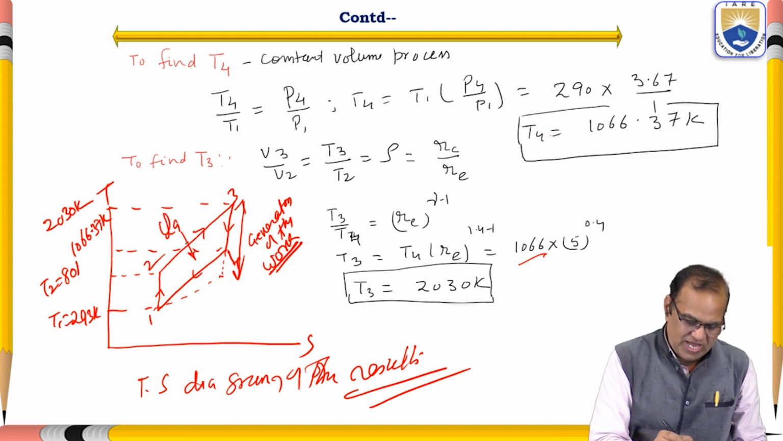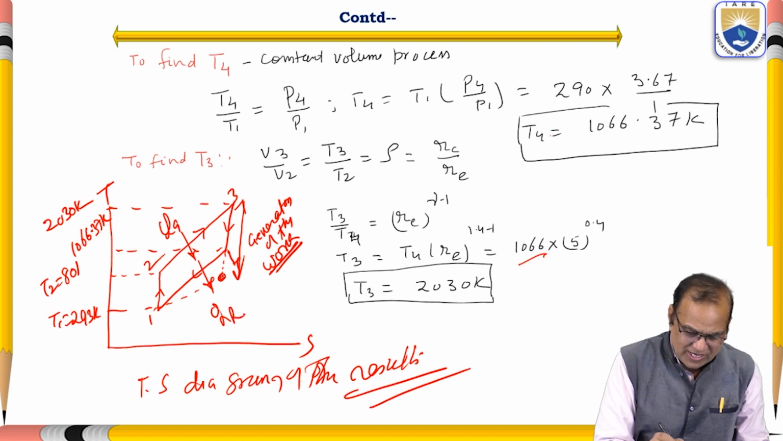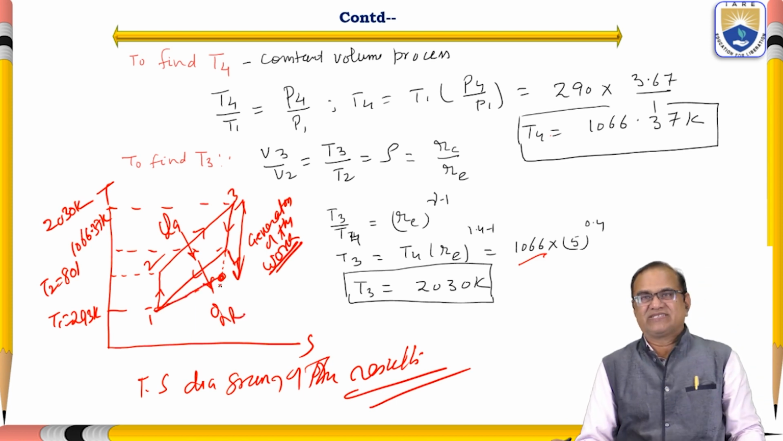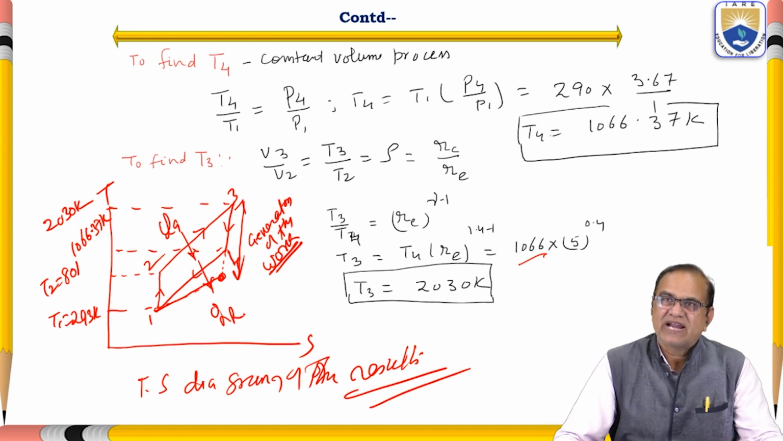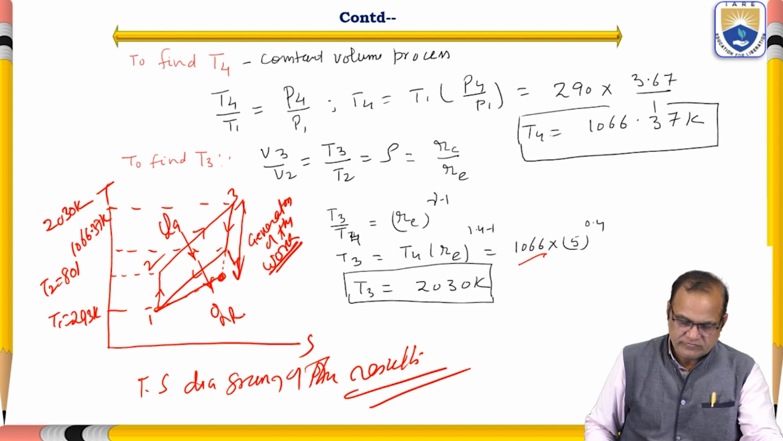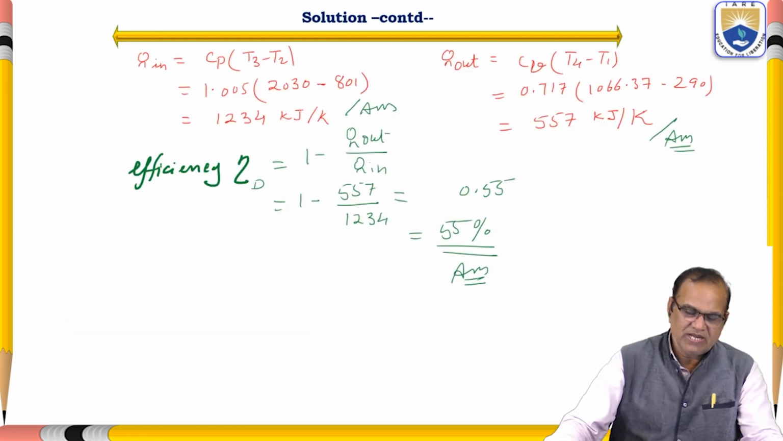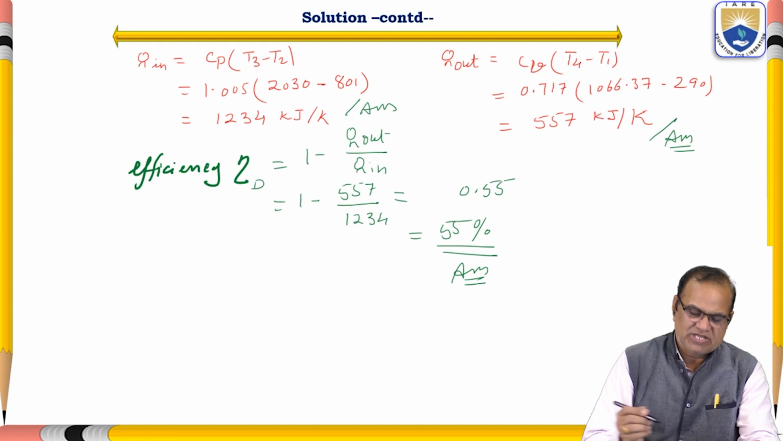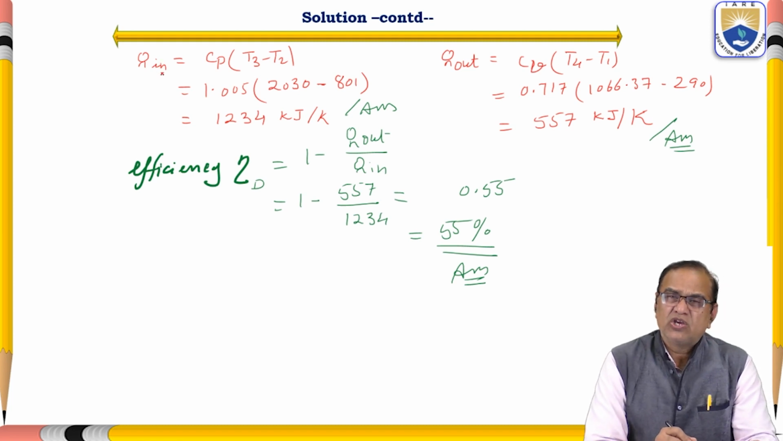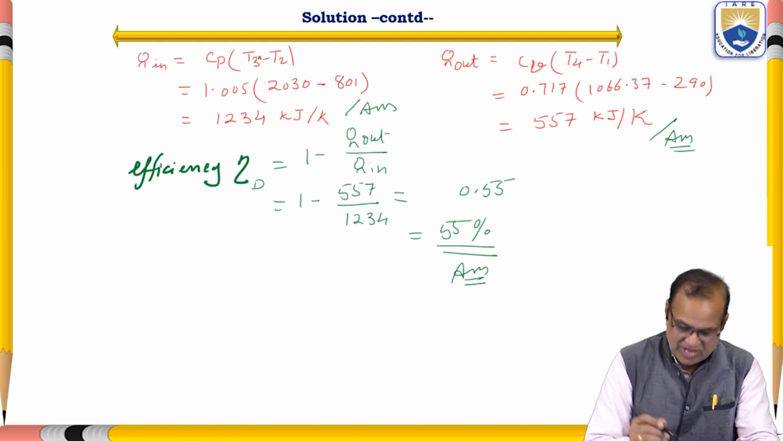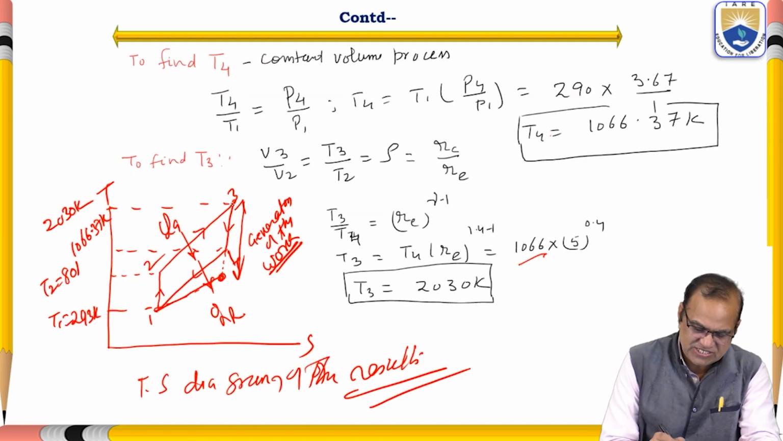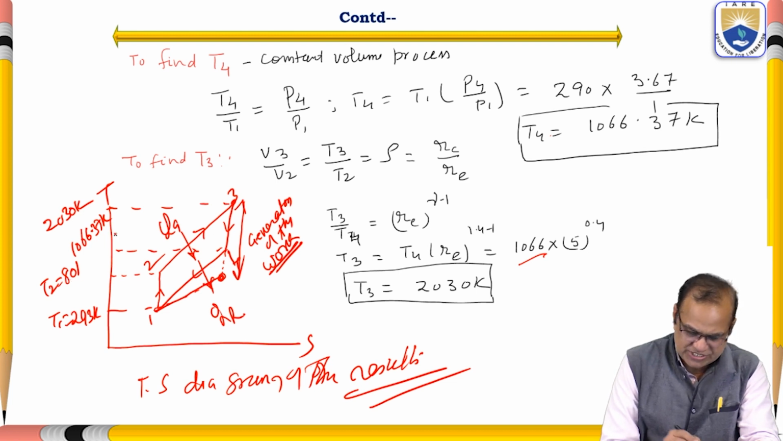And this is the QA and this is the QR. So as much as it is lower, that much heat rejection will be less. So that we have to see. So here we can now find out the Q in, meaning how much heat is added. It is equal to Cp times T3 minus T4. So here T3 is this one and T4 is this one, 1066.